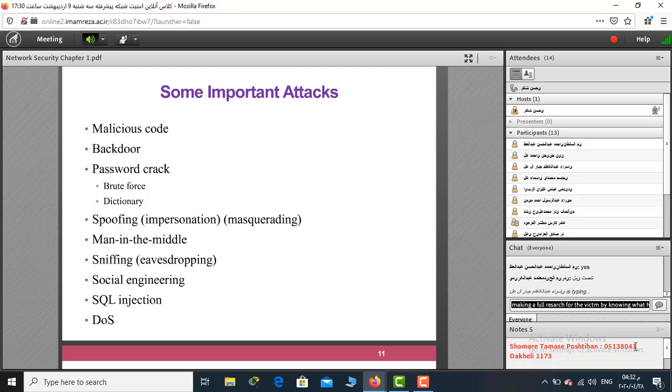In which type of network is eavesdropping easier for the attacker? In a wireless network or in a wired network? Ladies and gentlemen, in which type of network is eavesdropping easier for the attacker? In a wireless network or in a wired network?